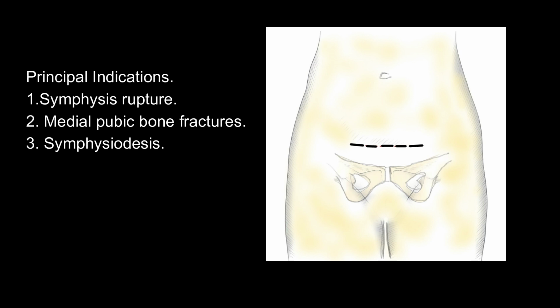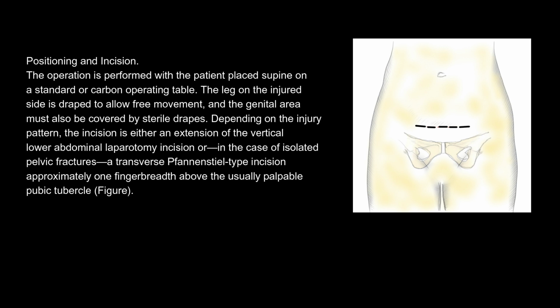The operation is performed with the patient placed supine on a standard or carbon operating table. The leg on the injured side is draped to allow free movement, and the genital area must also be covered by sterile drapes. Depending on the injury pattern, the incision is either an extension of the vertical lower abdominal laparotomy incision or, in the case of isolated pelvic fractures, a transverse Pfannenstiel type incision approximately one finger breadth above the usually palpable pubic tubercle.